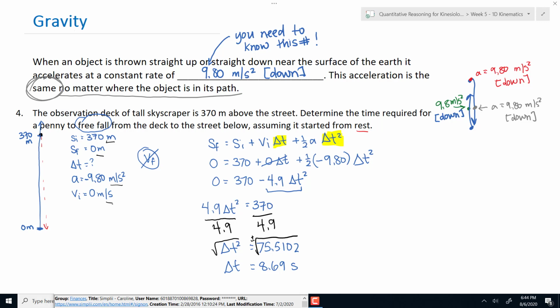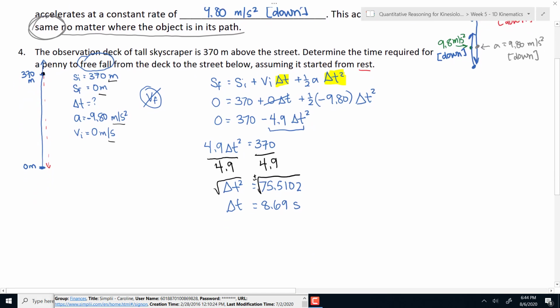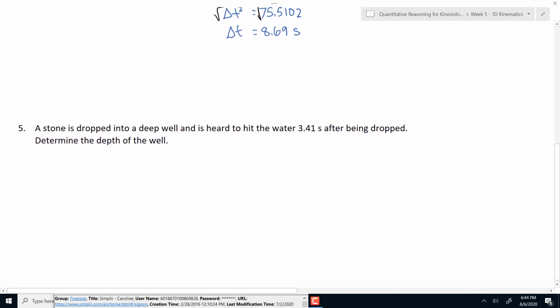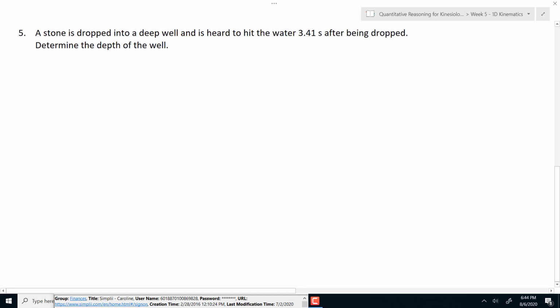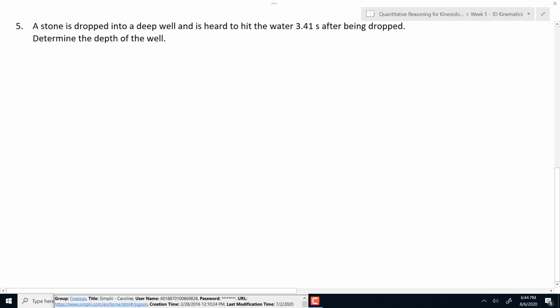All right, so that was question 4. It says, determine the time required for a penny to free fall. So it takes the penny 8.69 seconds to hit the ground. Okay, number 5. A stone is dropped into a deep well and is heard to hit the water 3.41 seconds after being dropped. What is the depth of the well?